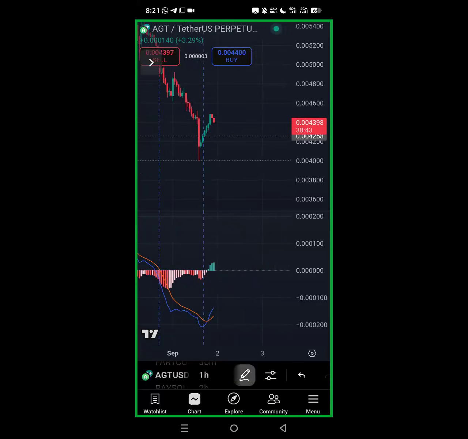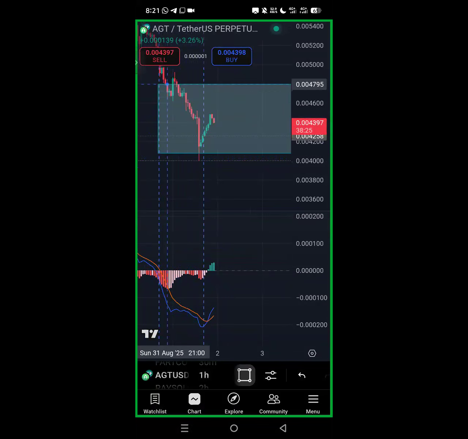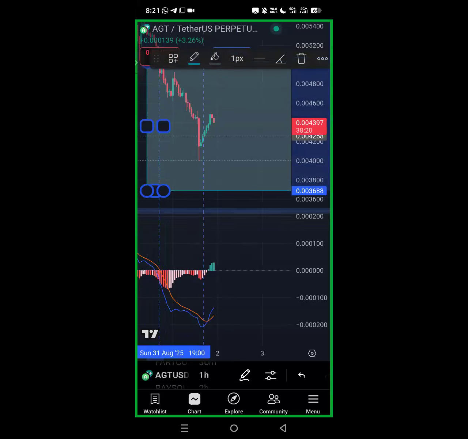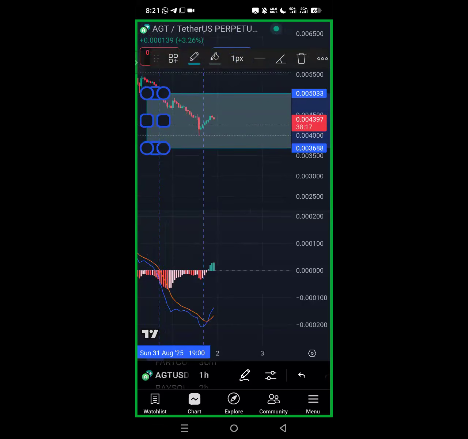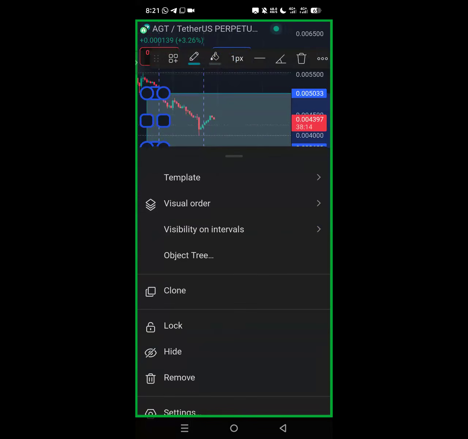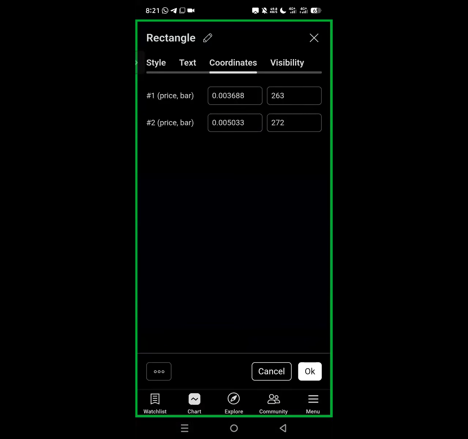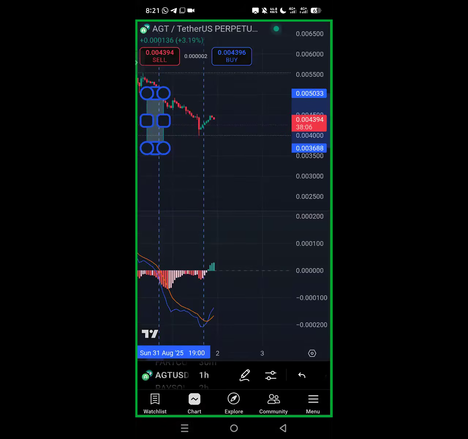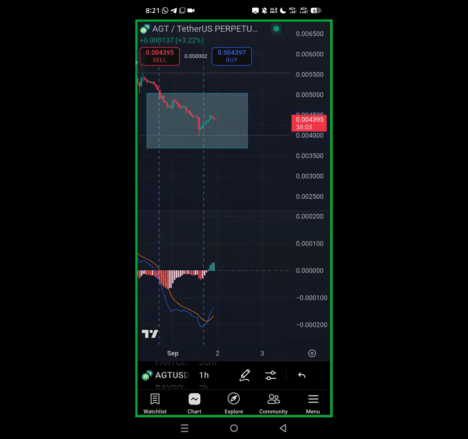You can decide to pick it like this. You can just decide to pick it right before, from here, maybe somewhere around here. Then you mark your zone, just mark your zone. Okay, so that is my zone.